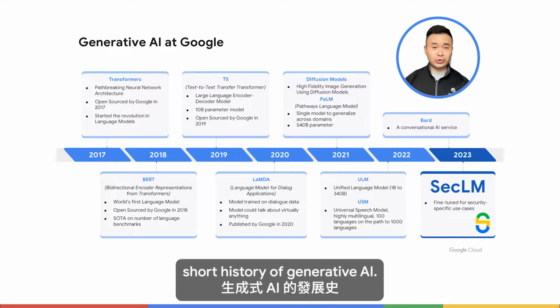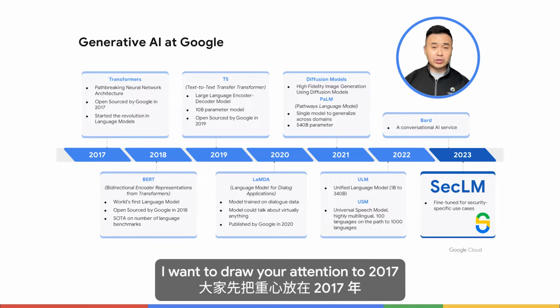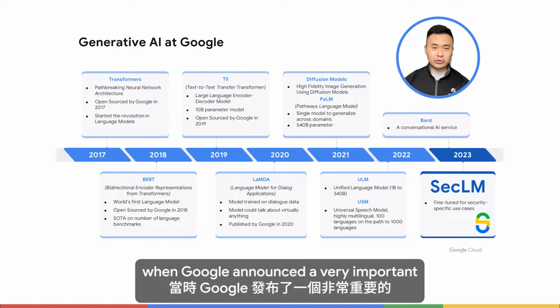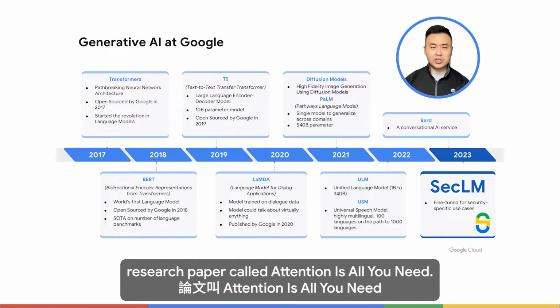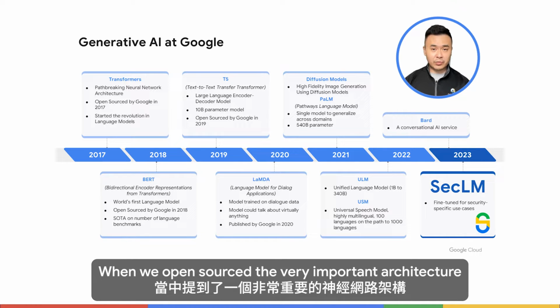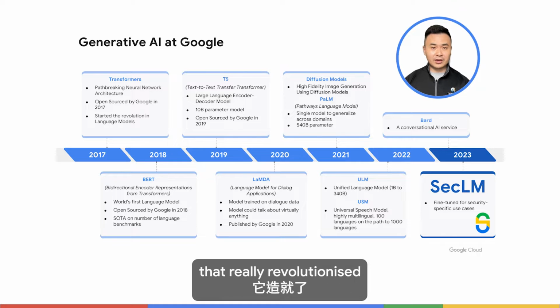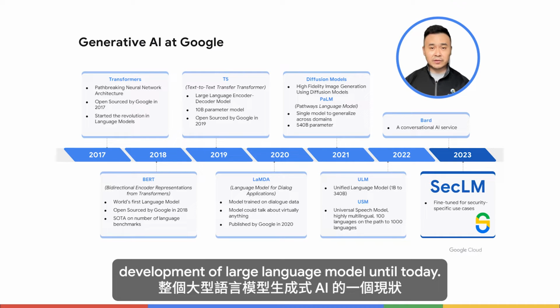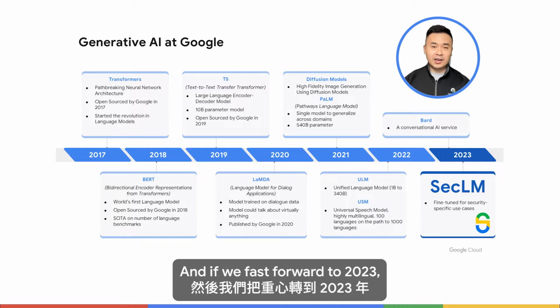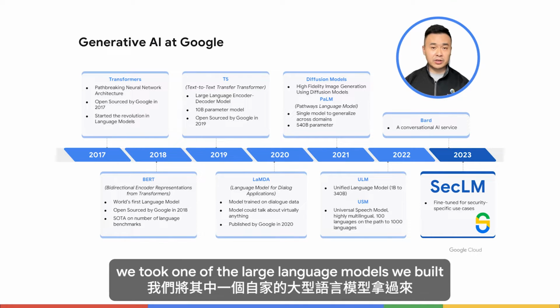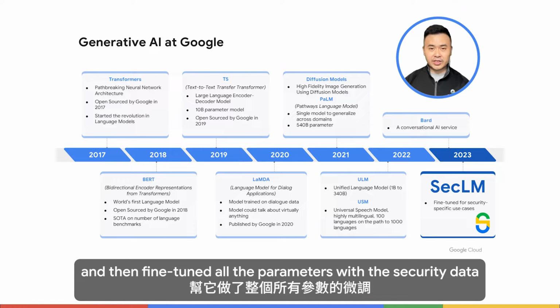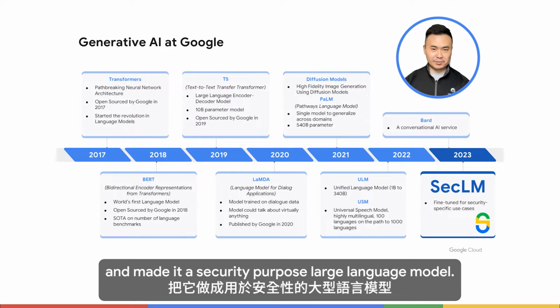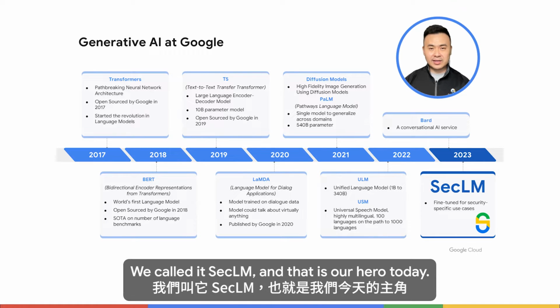Let's take a look at the short history of generative AI. I want to draw your attention to 2017, when Google announced a very important research paper called Attention Is All You Need, when we open sourced the very important architecture called a transformer that really revolutionized the development of large language models until today. If we fast forward to 2023, we took one of the large language models we built and fine-tuned all the parameters with security data and made a security-purpose large language model we call SecLM, and that is our hero today.